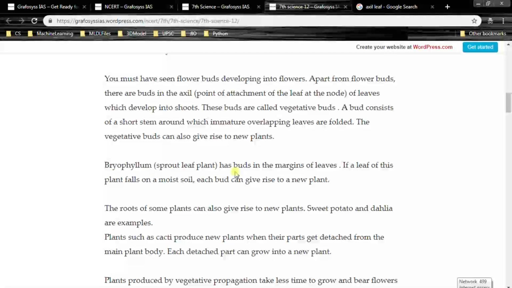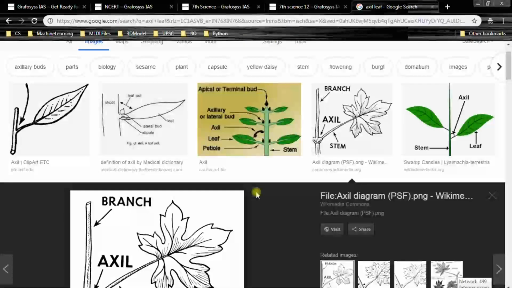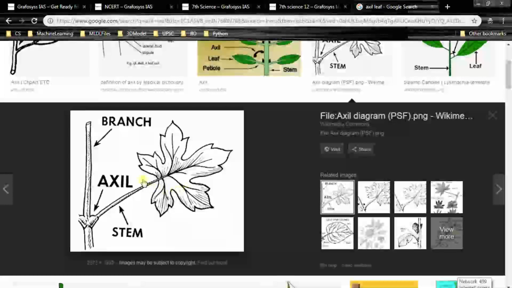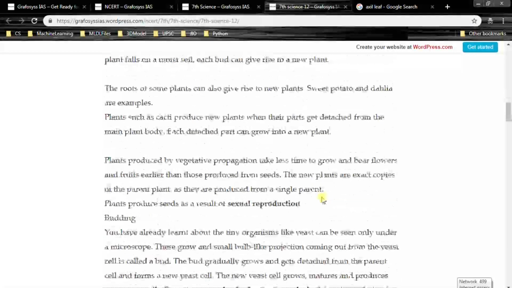Bryophyllum, sprout leaf plant, has buds in the margins of leaves. If a leaf of this plant falls on a moist soil, each bud can give rise to a new plant. Right? So it has buds in the margins of the leaves. Right? Margins. So it is at the end of the leaf. Right? Here. If it falls on the ground, new plants grow.